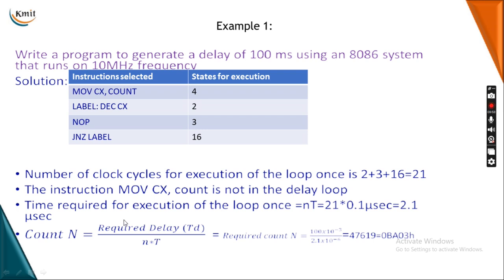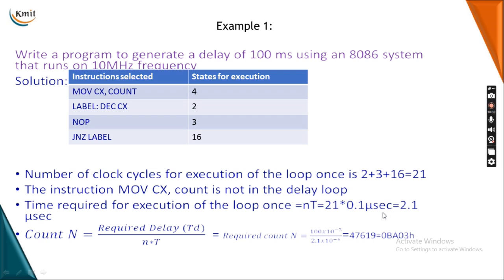The time required for execution of the loop once means n into t. What is n here? The number of states. T is the clock period, which is 1 by the clock frequency. Here the clock frequency is 10 megahertz. If I take the inverse of 10 megahertz, you will get 0.1 microseconds. Multiplied with 21, we get 2.1 microseconds. This is the time required for execution of the loop once.